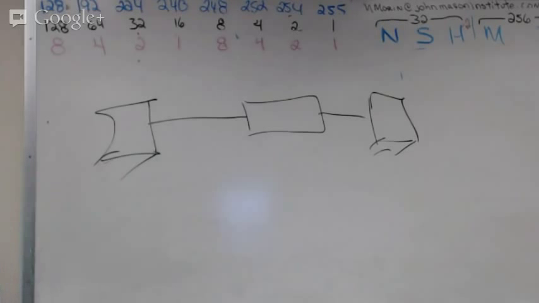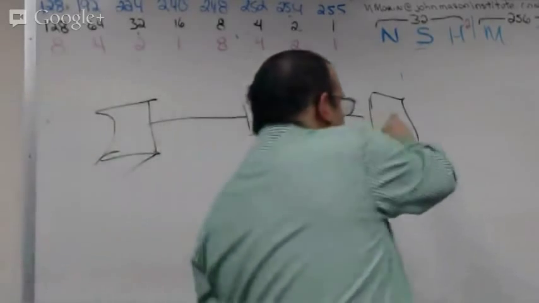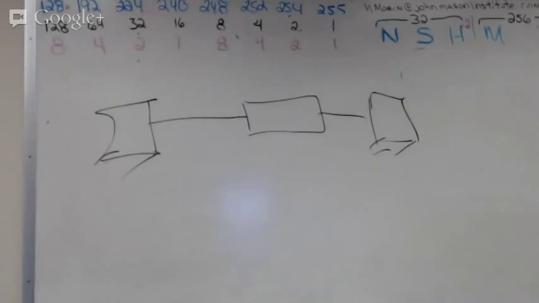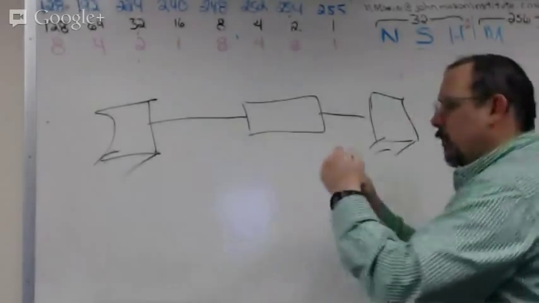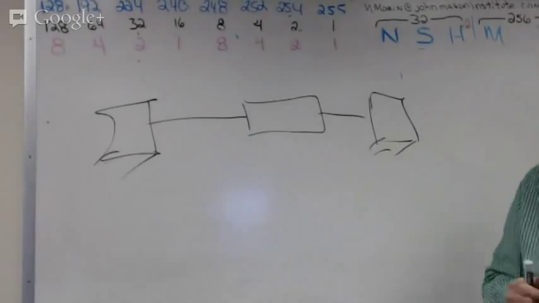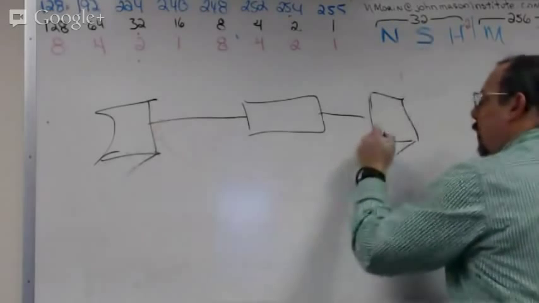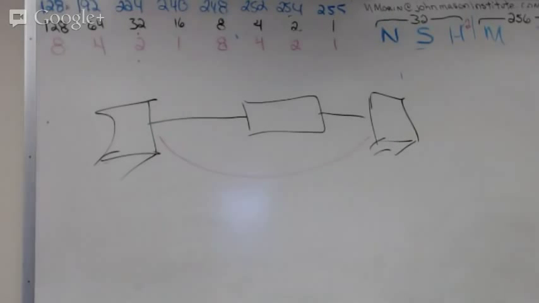Traffic has to go from point A or PC A to PC B. There are many different ways we can do this. We could use a crossover cable between two PCs. That will let those two PCs communicate, but they can't communicate with anybody else. It's their own little network.